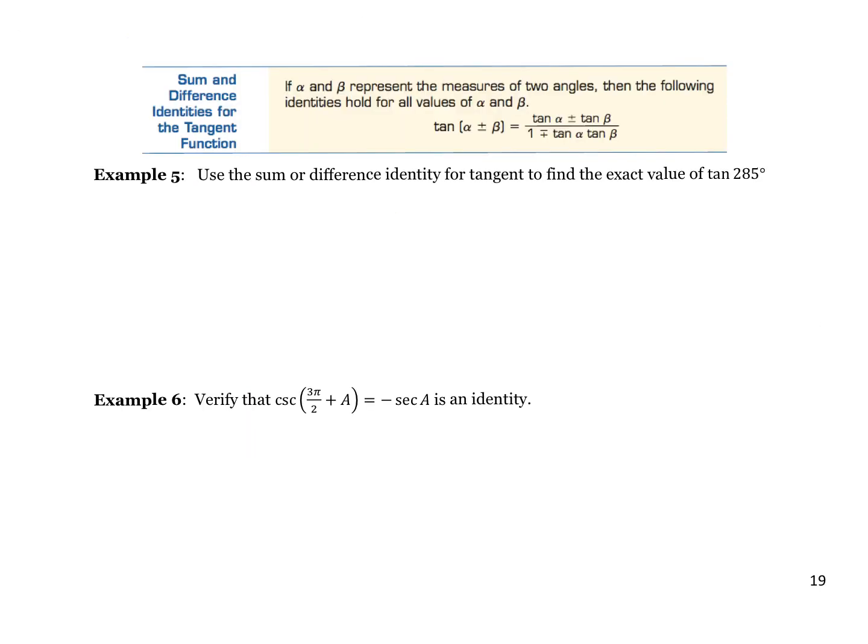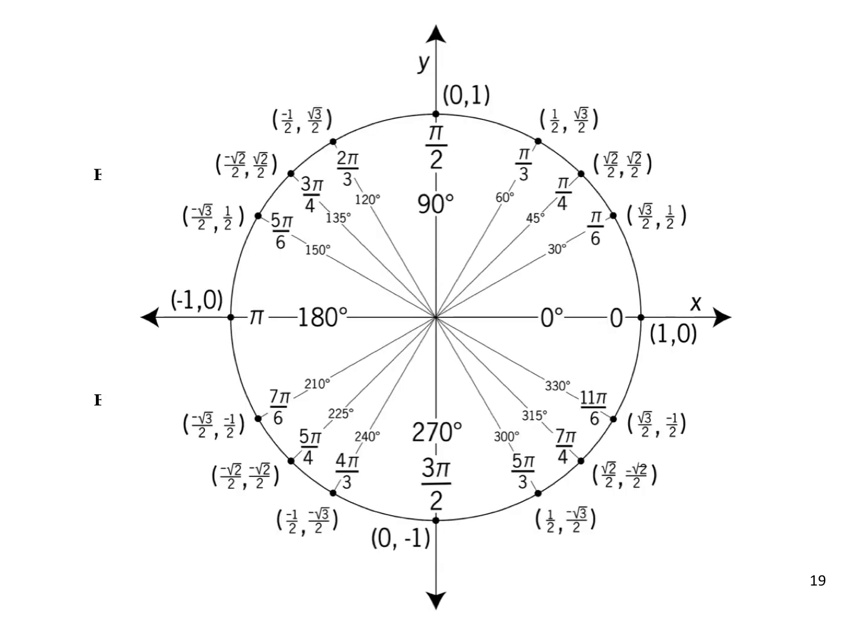Here we are. We're going to just do this problem. Tangent of 285. Is that on my unit circle? 285 degrees? Wouldn't it be somewhere here? It's not there. But could I add or subtract two angles to get 285? What could I add or subtract? Let's go in degrees to get 285.